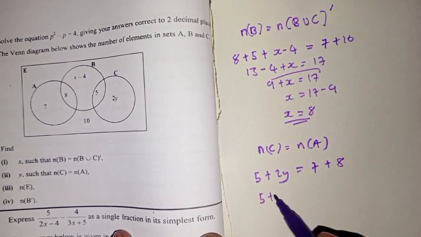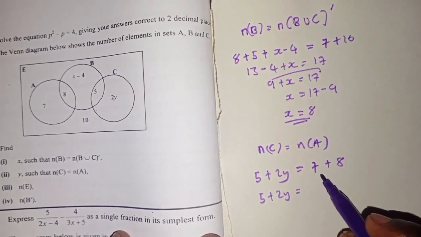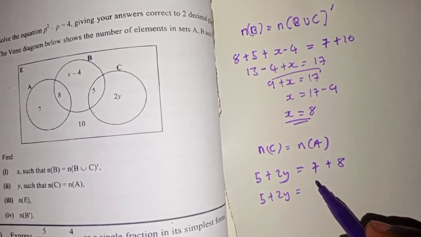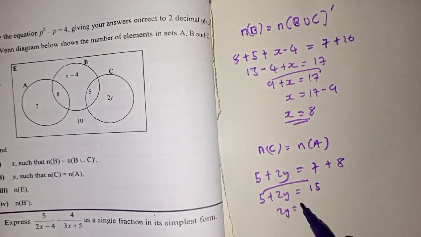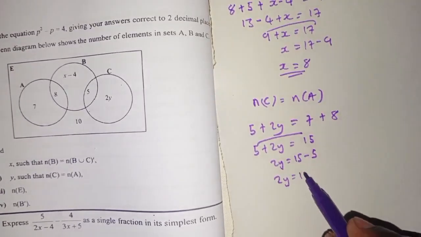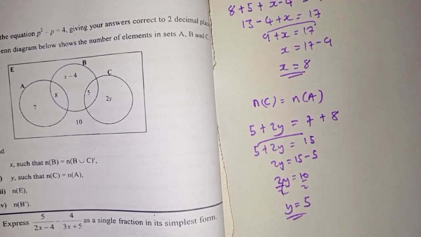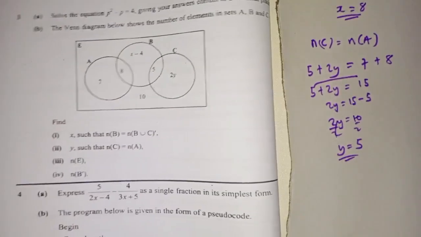So this one will be 5 plus 2y is equal to, this gives us 15, okay. 8 plus 7 is basically just 15. So since we're trying to find y here, you can just take this on this side. So 2y is equal to 15 minus 5. And you're going to have 2y is equal to 10, over 2, over 2, y is equal to 5. And you're there, okay. Now the rest of the question is pretty much easy.